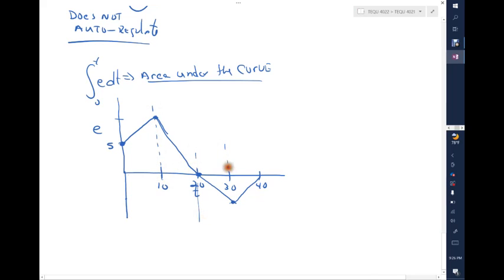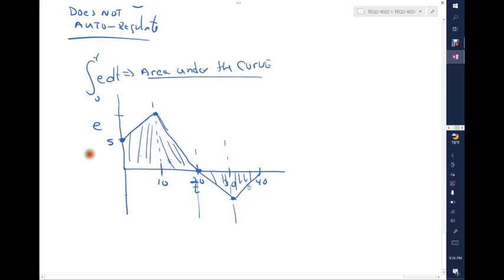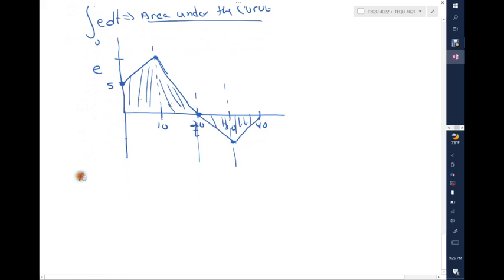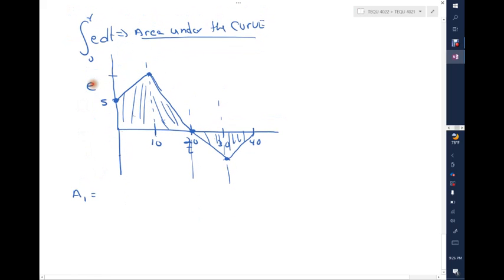These are the points where the changes are happening. So the area will be this, and this. So 1, 2, 3, 4. How can we calculate the area? Area 1 is going to be this area here. So if this point here is going to be 10, then we have 5 plus 10 divided by 2 times this distance here, which is 10.